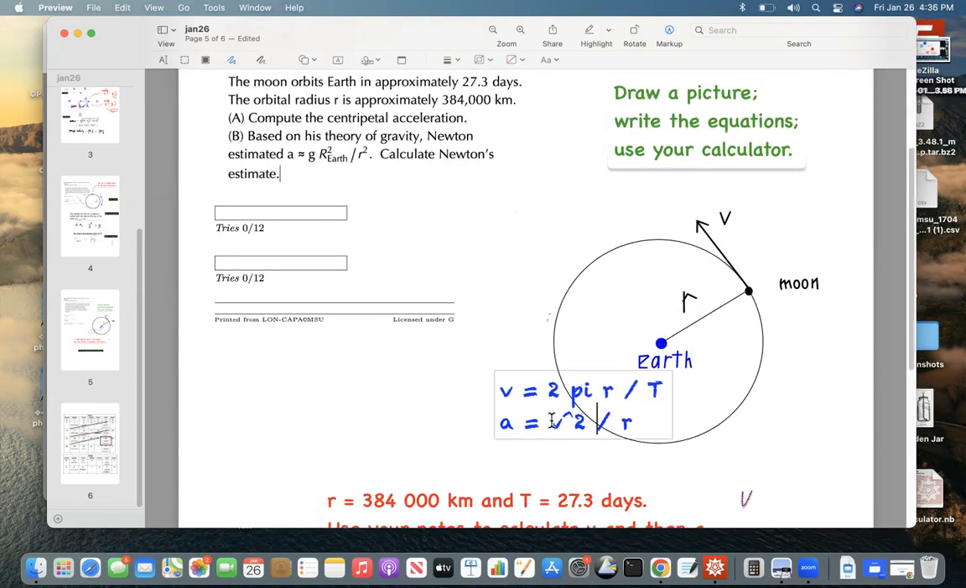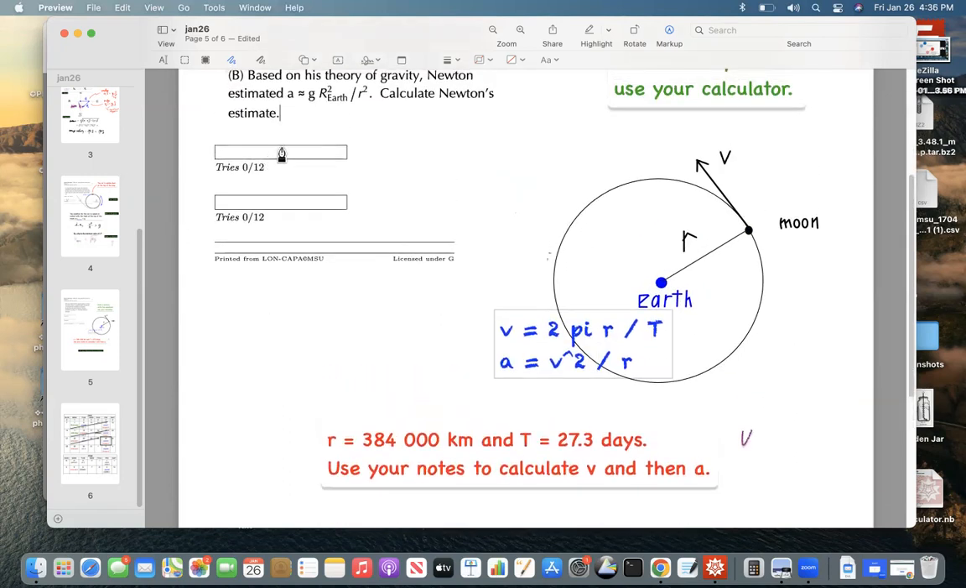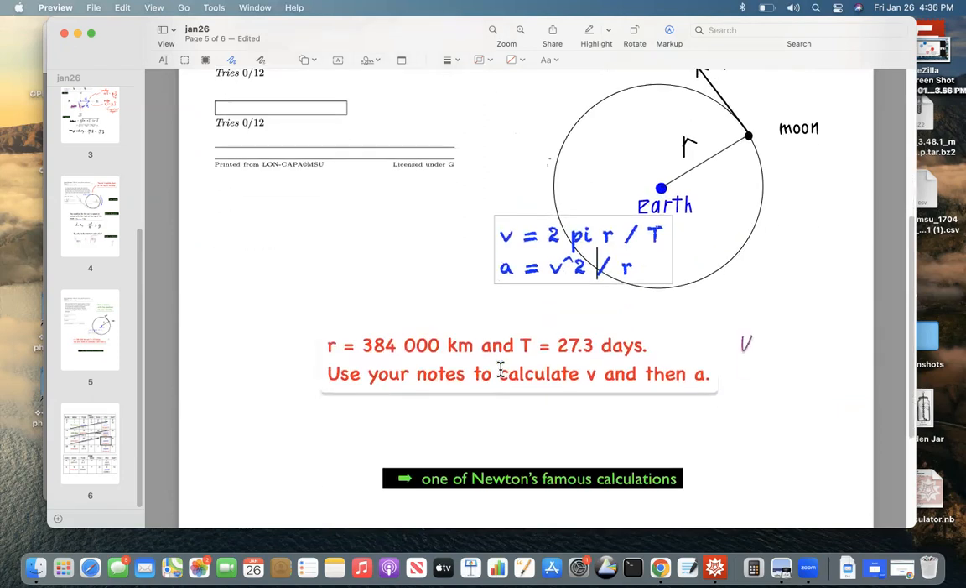Again, it'll have a unit. V is meters per second. V squared is meters squared per second squared, divided by R will be meters per second squared. So the unit will be meters per second squared. And then you use your calculator to calculate the number of V squared over R.